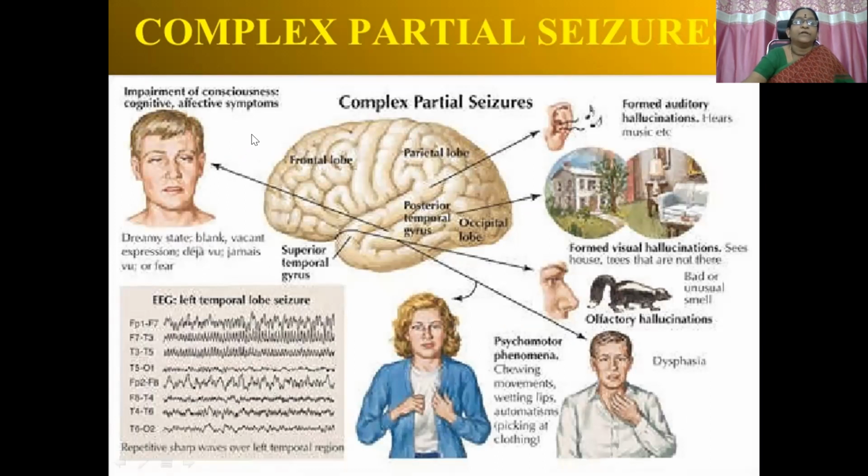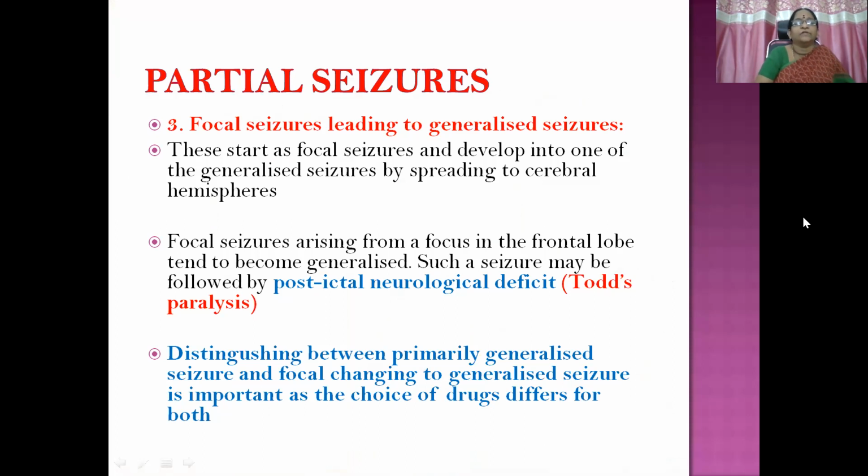And then impairment of consciousness, cognitive and affective symptoms, and psychomotor phenomena like chewing movements, gritting, and lip movements, and then automatisms like picking at clothing, all these things. Then auditory hallucinations, visual hallucinations, and olfactory hallucinations. He may experience a bad or unusual smell, and similarly he hears unusual sounds and sees unusual things, whatever it may be.